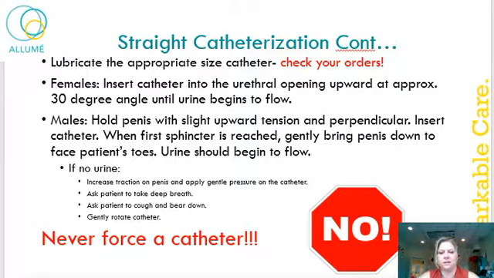Females, you want to insert the catheter into the urethral opening upward at approximately a 30-degree angle until urine begins to flow. Males, you're going to hold the penis with slight upward tension and perpendicular. Insert the catheter. When first sphincter is reached, gently bring penis down to face patient's toes. Urine should begin to flow. If there is no urine, increase traction on the penis and apply gentle pressure on the catheter. Ask the patient to take a deep breath, to cough, to bear down. Gently rotate the catheter. Never force a catheter.